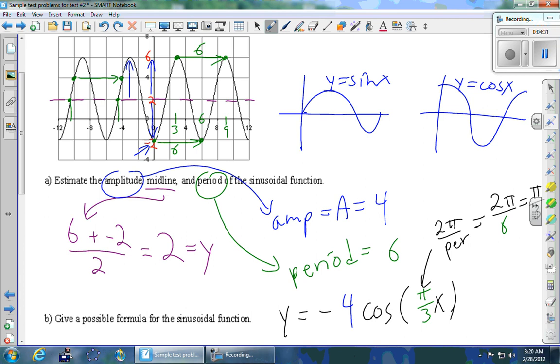But we do need to adjust for the midline. Remember, the midline just gets added on the outside. The midline in this case is y equals 2, so we put a +2 out there. And certainly you could graph this on your calculator, type that equation in, and just double check that it matches the graph that's in the picture.